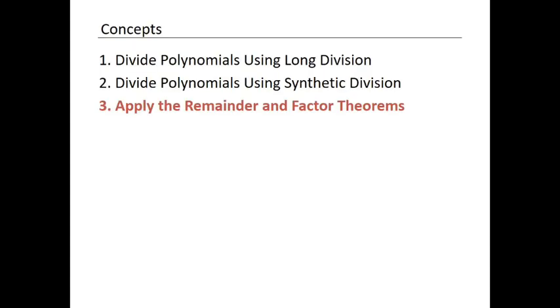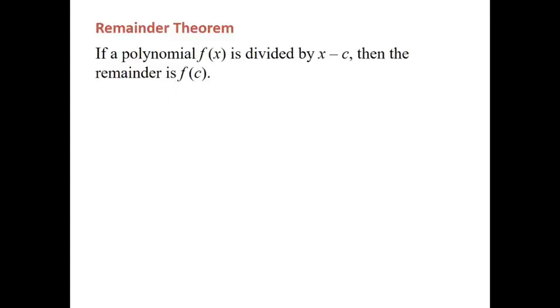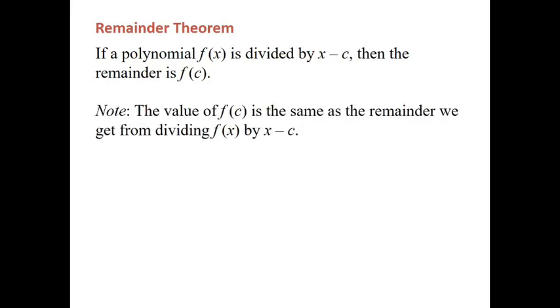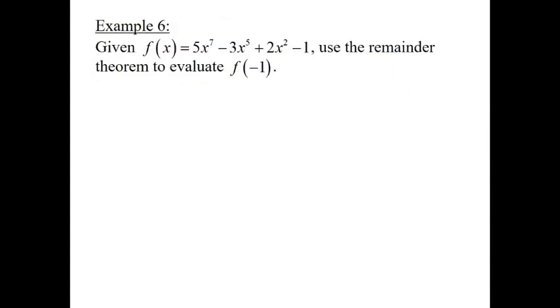Okay? Now we're going to apply the remainder and factor theorems. And this part's fairly straightforward. If a polynomial is divided by x minus c, then the remainder is f of c. In other words, if I put c into the polynomial and get a number answer, that would be our remainder. The value of f of c is the same as the remainder we get from dividing f of x by x minus c.